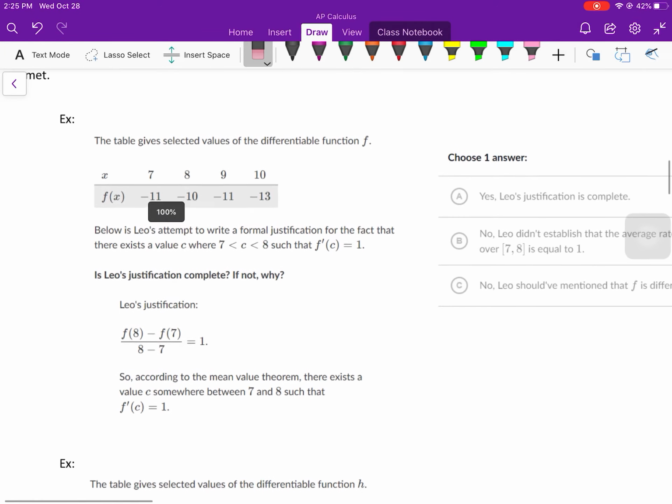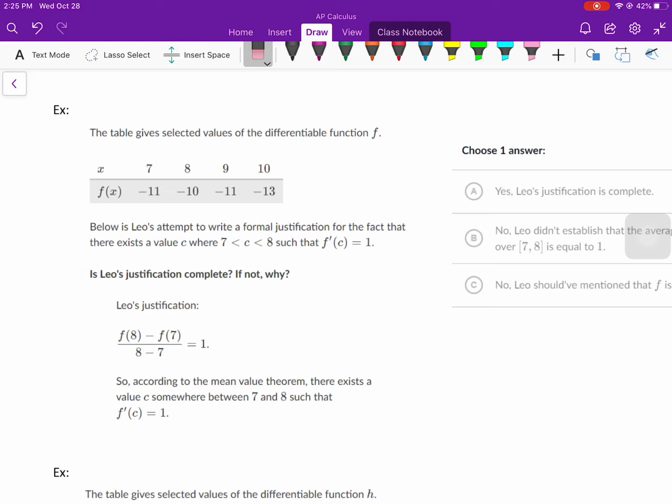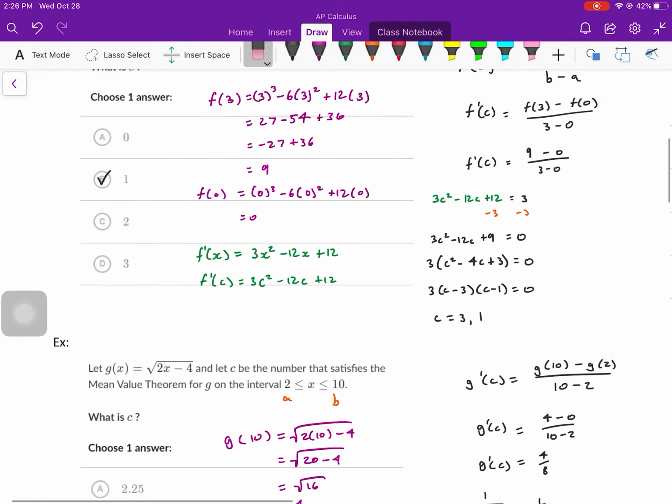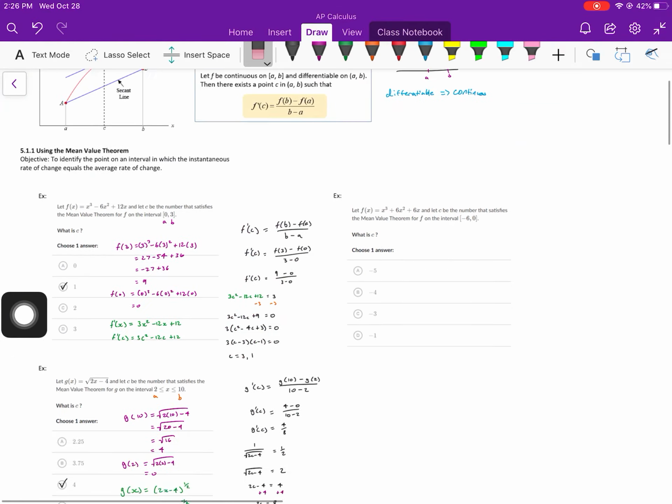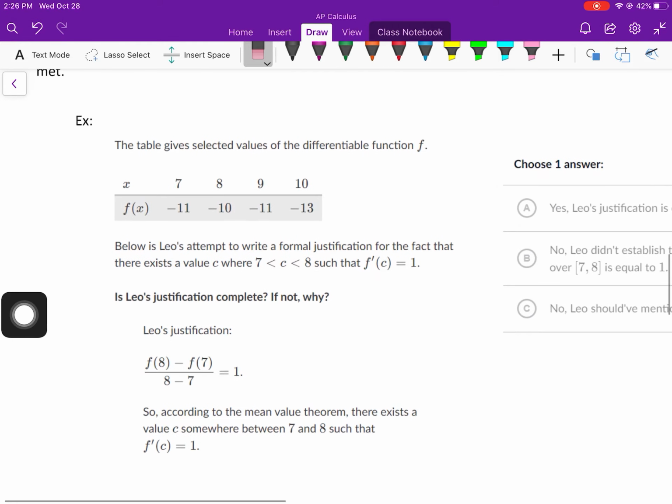Okay, so what does this have to do with this assignment? We got these great ones coming back. So we're going to look at their justification. We're looking for that establishment of continuity. We're looking for that establishment of differentiability. We're also looking to make sure that average rate of change equals that instantaneous rate of change, or that goal that we have. So the table gives selected values of the differentiable function f. So it tells us that f is differentiable, and remember that because it's differentiable means that it's also continuous. Remember, that's our justification, though we have to take a look at the justification that they're doing in this problem.